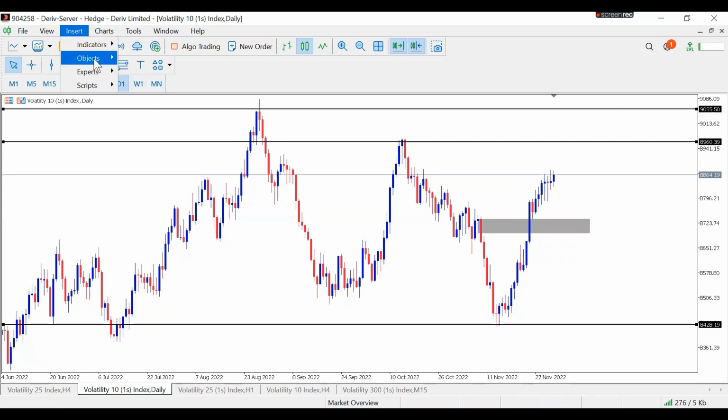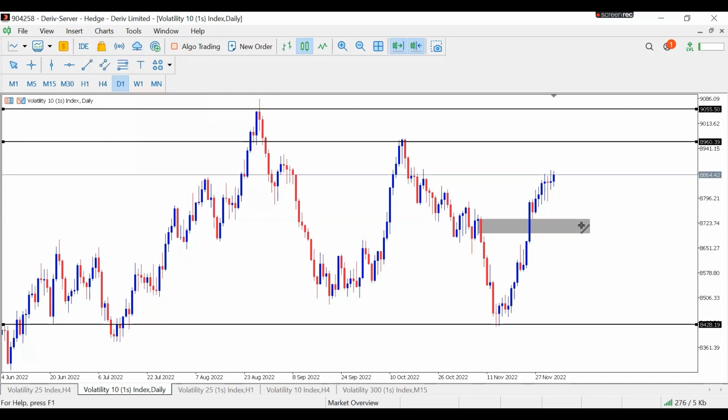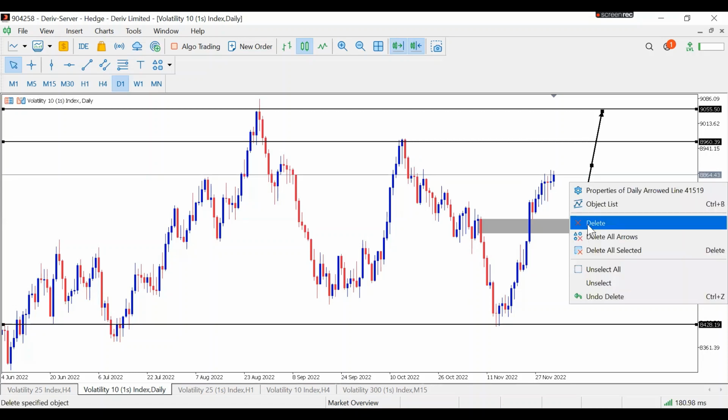Maybe we can just put this at the back of our minds that the market might be heading towards this level or even this level here in a long-term run. But let us not be ahead of ourselves. This is just an idea that I have on what's about to happen. Let me remove this.